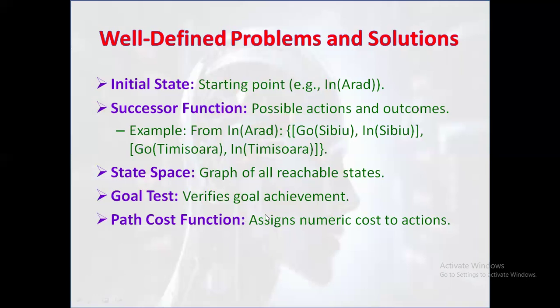Next, the goal test. It verifies the goal achievement, whether the agent has reached its desired goal or not. In this case, the goal test checks whether the agent is in Bucharest or not. If the goal test returns true, the agent has successfully solved the problem. What is the path cost function? The path cost function assigns a numeric value, as I've said already, to each action the agent takes. This value represents the cost of taking that action, such as the distance between two cities. The path cost function helps the agent evaluate which actions are most efficient.